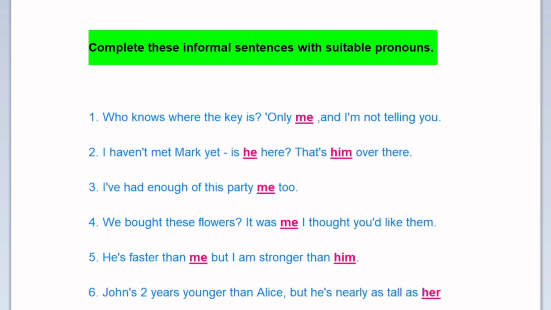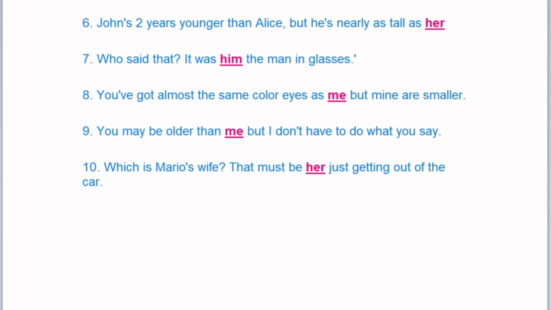He's faster than me, but I am stronger than him. John's 2 years younger than Alice, but he's nearly as tall as her. Who said that? It was him, the man in glasses. You've got almost the same color eyes as me, but mine are smaller. You may be older than me, but I don't have to do what you say. Which is Maria's wife? That must be her, just getting out of the car.